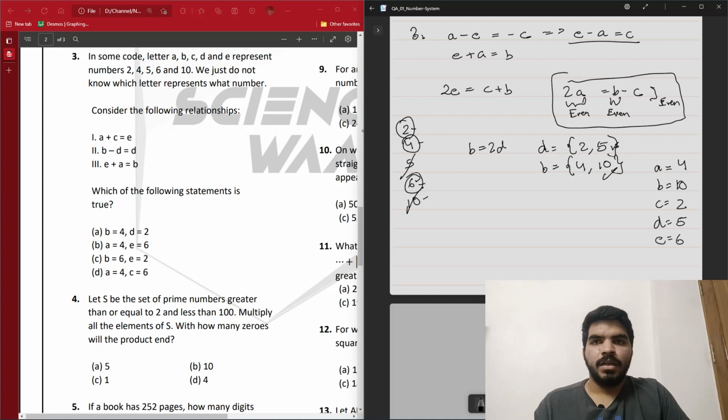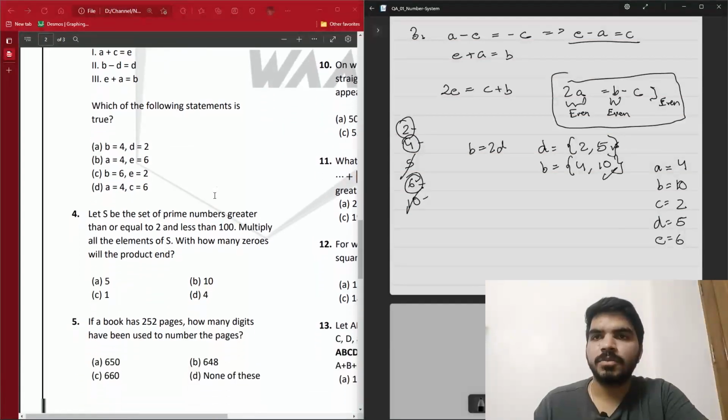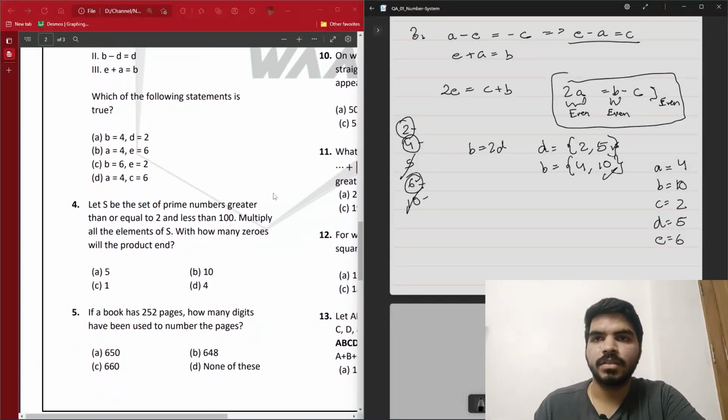This is the answer. Which option is this? A is equal to 4, B or D then, and E is equal to 6. Definitely option B.